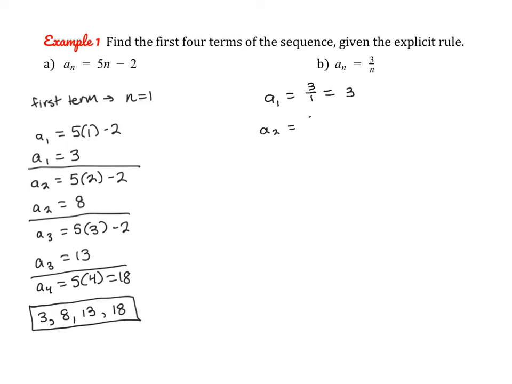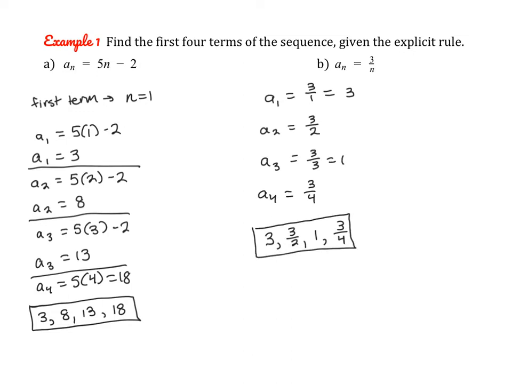A sub 2 is going to be 3 over 2. Just substitute n with 2. A sub 3 is 3 over 3, which is 1, and a sub 4 is 3 over 4. So the first four terms are 3, 3 halves, 1, and 3 fourths.